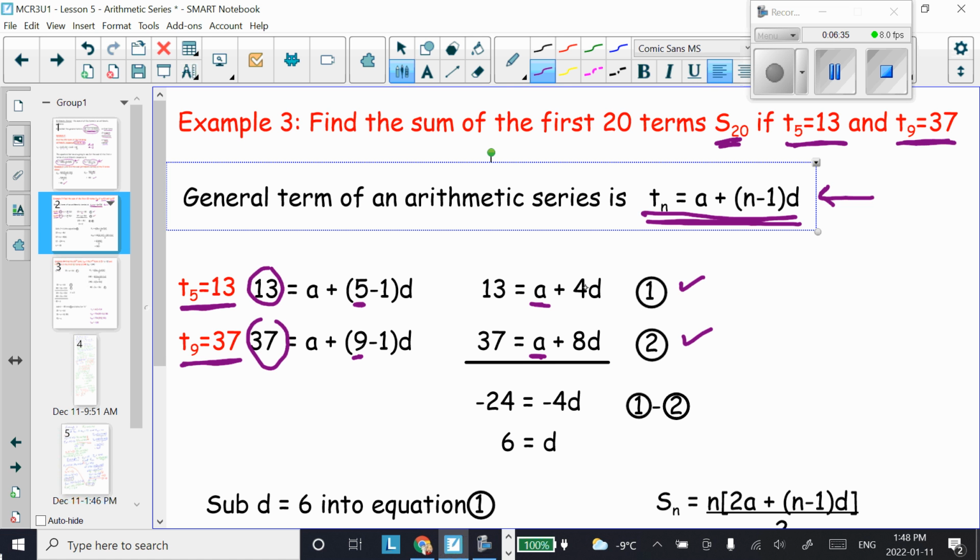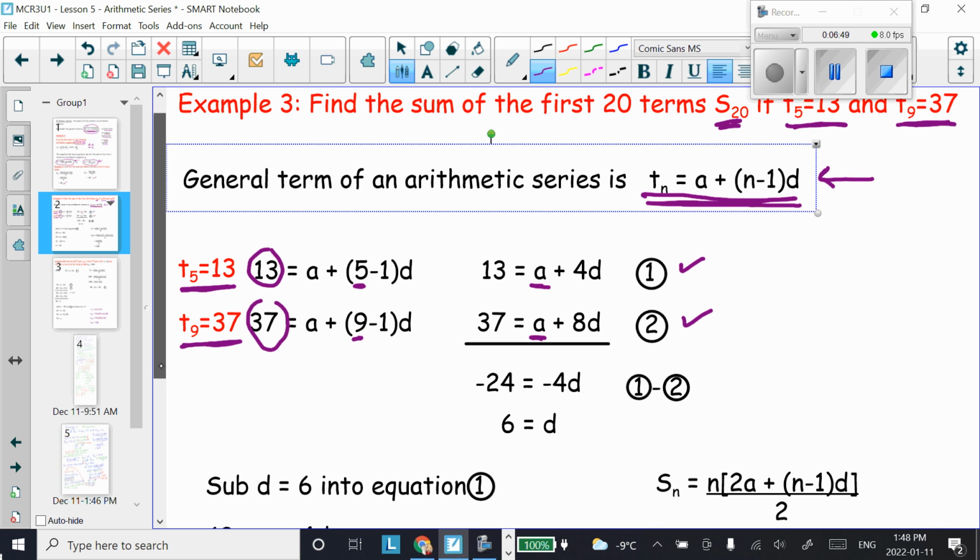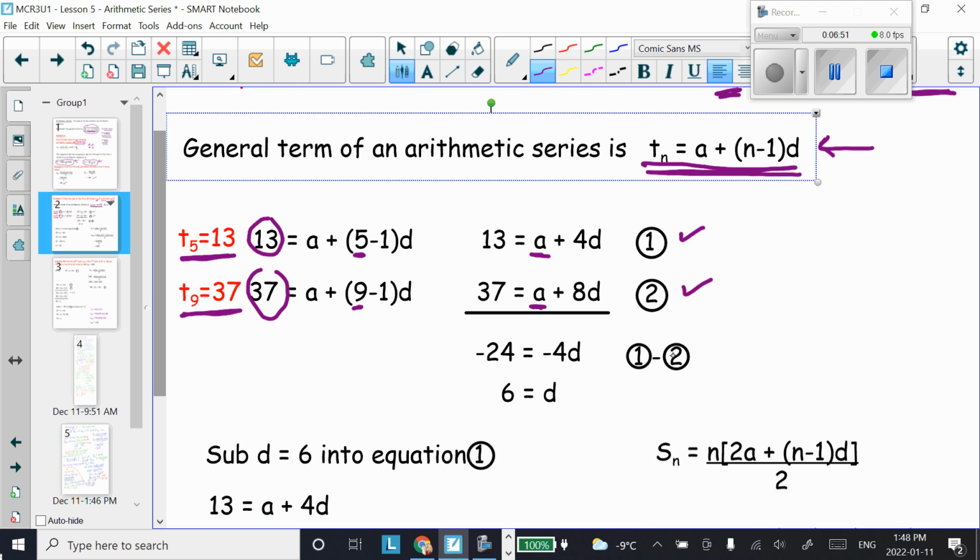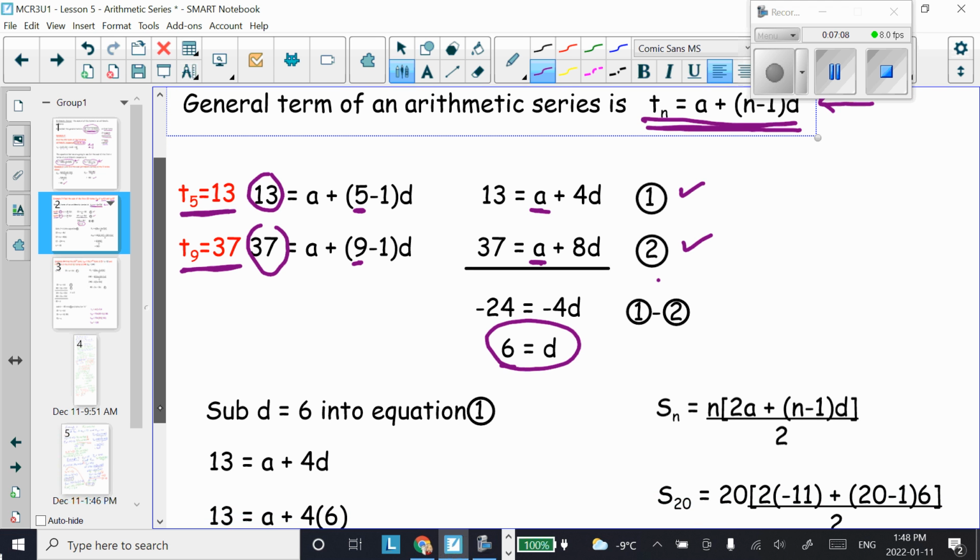Sometimes you have to multiply one of the equations by a common number before you can subtract or add. In yesterday's lesson, I showed you how we can divide the equations, if they're divisible, to eliminate one. So I subtracted the second equation from the first equation to solve for d. So d equals 6. And now I can sub that d equals 6 into one of my equations, 1 or 2. It doesn't matter which one. You should get the same a when you solve.